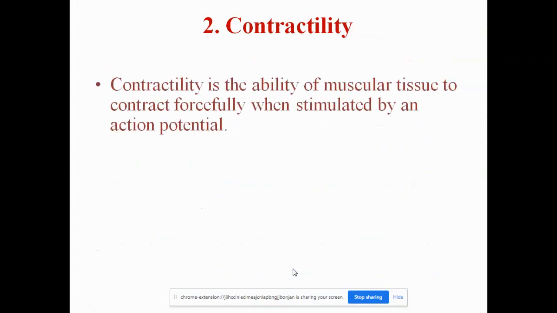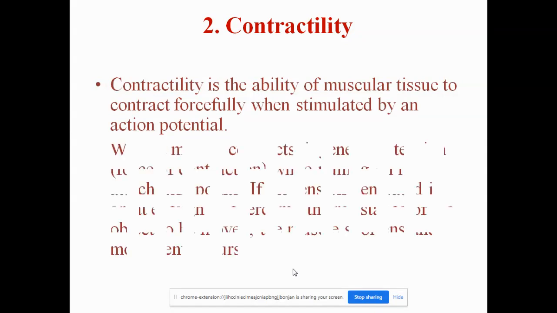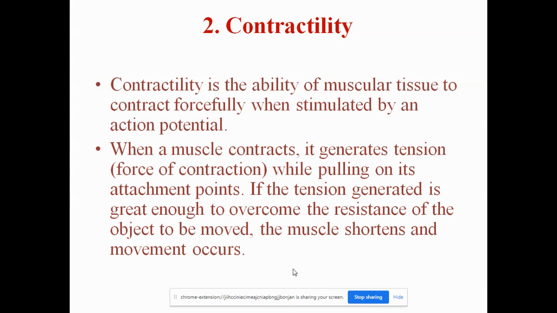The next important property of the muscle is contractility. That is the contraction and relaxation of the muscle. It is the ability of the muscular tissue to contract forcefully when stimulated by an action potential. So definitely an action potential is the initiation of the contraction.